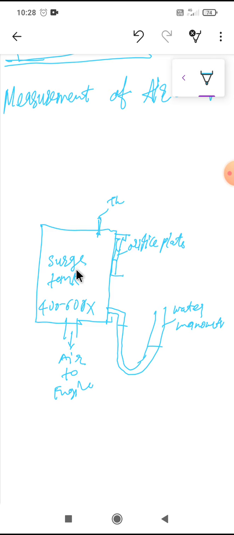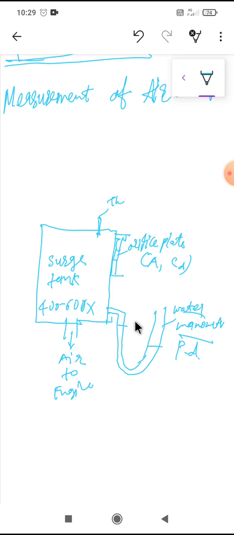So the surge tank is connected to the intake side of the engine where air is being taken in through an orifice. So here is an orifice of cross sectional area A and known discharge coefficient CD. So here we know A and CD. The pressure difference causing the airflow is measured with the help of the water manometer. So here the pressure difference is measured with the help of the manometer.